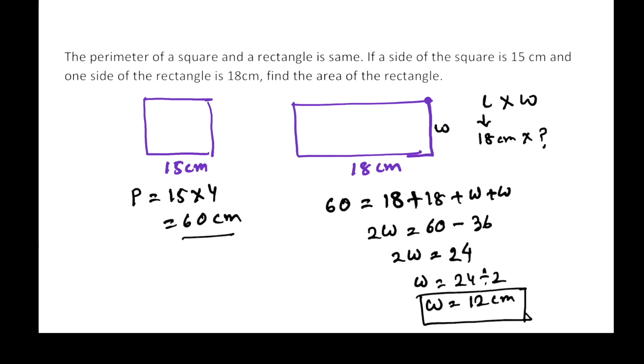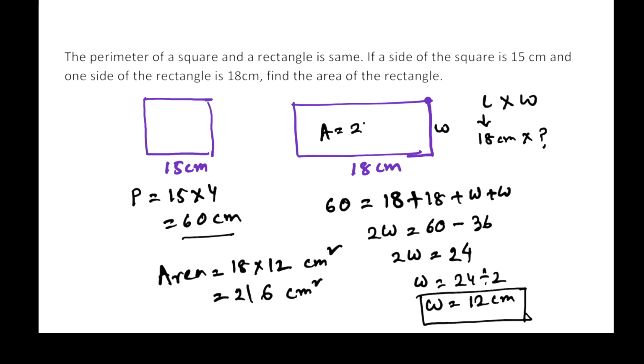Now length is 18, we just found out width is 12, so the area of the rectangle will be length times width, 18 times 12 square centimeter. So 18 times 12 is 216 square centimeter. So the area of this rectangle is 216 square centimeter.